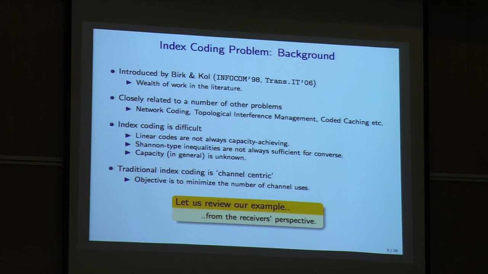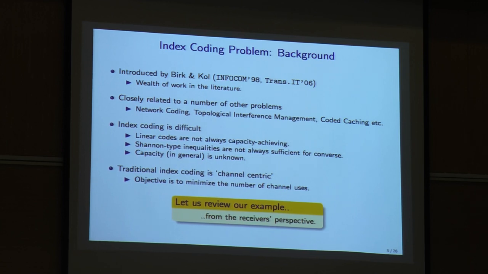As a result, capacity is in general not known. Capacity is known only for some classes of index coding networks. And again, traditional index coding is channel centric, which means the focus is only on capacity. You have to reduce the number of channel uses.